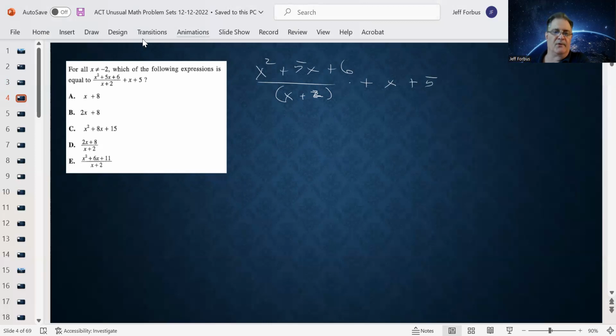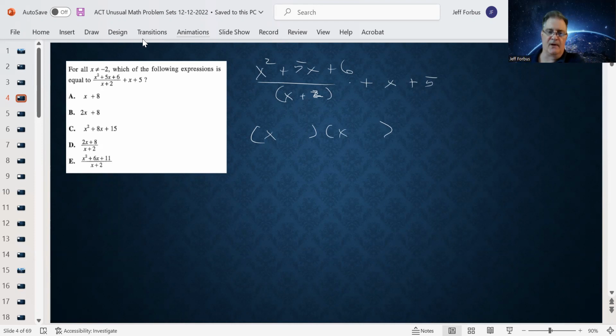Now, look at your answer choices. Your answer choices are in much simpler form. So we've got to find the answer that's equivalent to the expression that we have. So that means we've got to simplify this thing. So the numerator, we're going to factor. You've got an x squared as a leading term, so you've got an x here and an x here. We've got 6 as the constant.